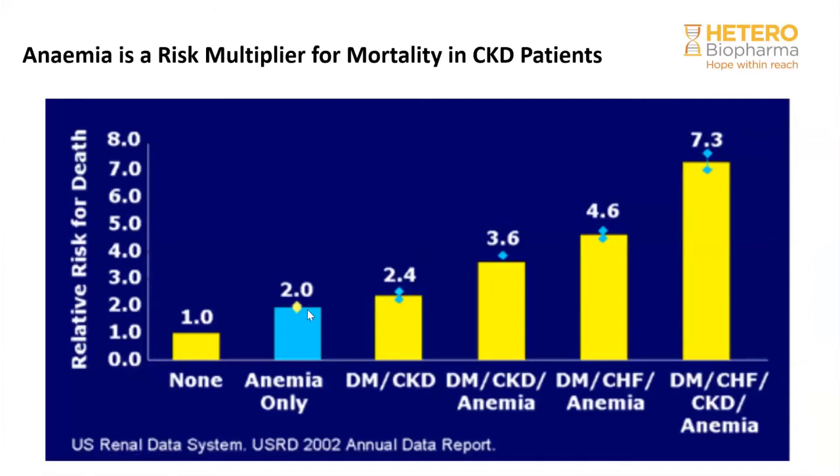If someone had only anemia, there was an increased mortality rate by 2 times. If someone had diabetes with anemia, it jumps to 3.6. In a diabetic with heart failure and anemia, it is 4.6. If someone had all of that, the mortality increases to 7.5. So this was how anemia is a multiplier of mortality. This is one of the best graphs to indicate that, with or without comorbidities, anemia itself can result in increased mortality.